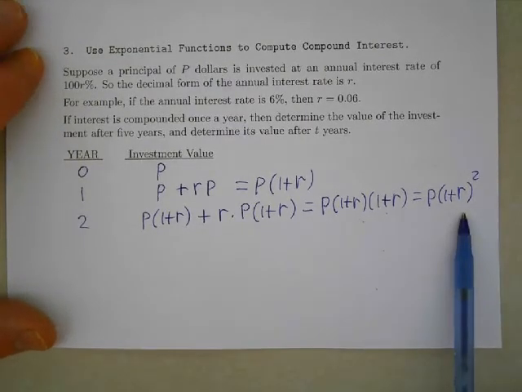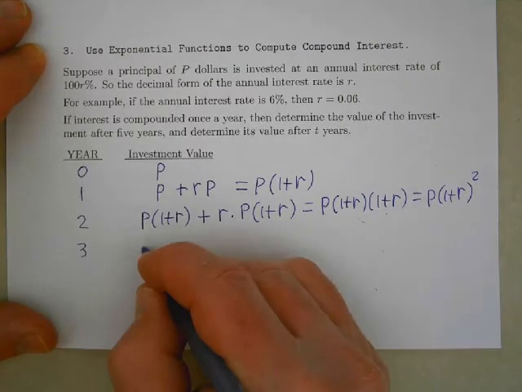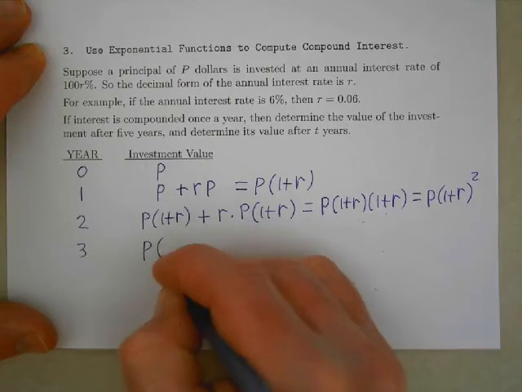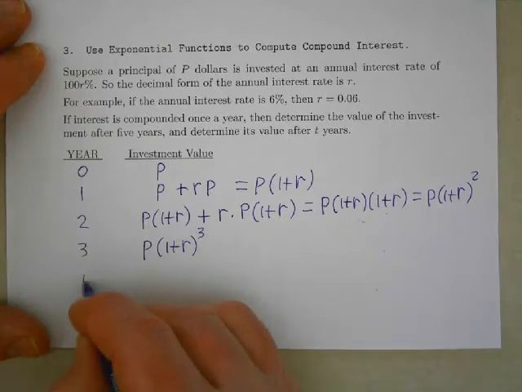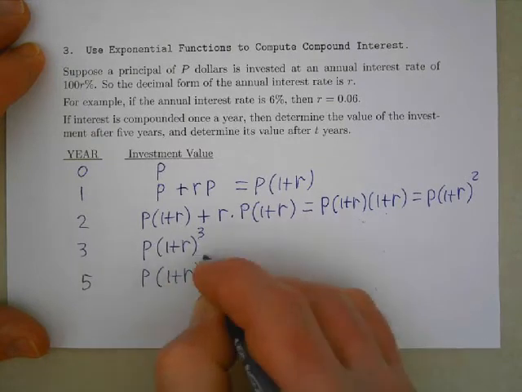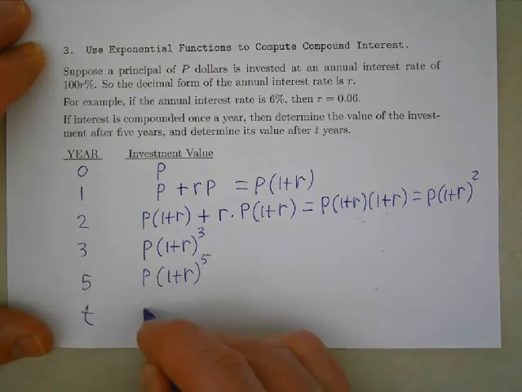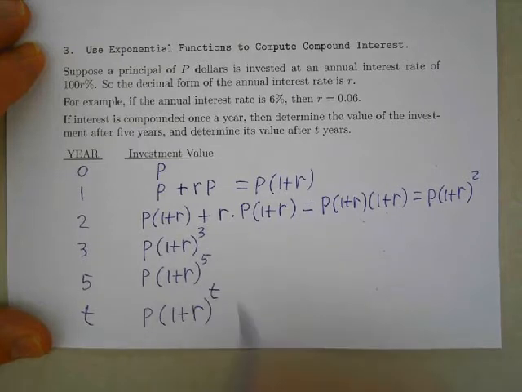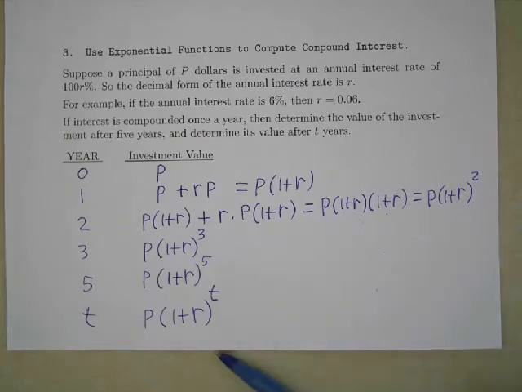Perhaps now you see the pattern. After 3 years, to cut to the chase, the value of the investment is going to be P times 1 plus R to the third power. And then at the end of 5 years, the value of the investment is P times 1 plus R to the exponent 5. And then after t years, the value of the investment is P times 1 plus R raised to the exponent t. This is one of the compound interest formulas, and there are others that we will take a look at.